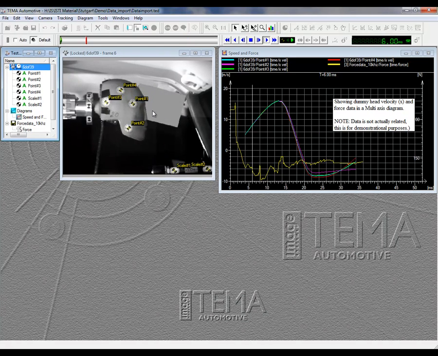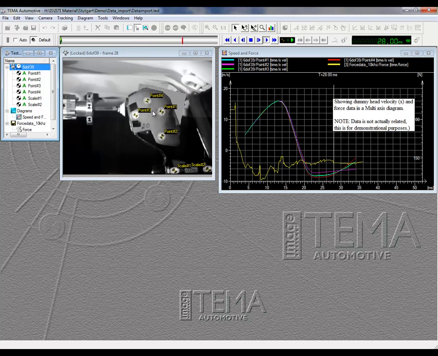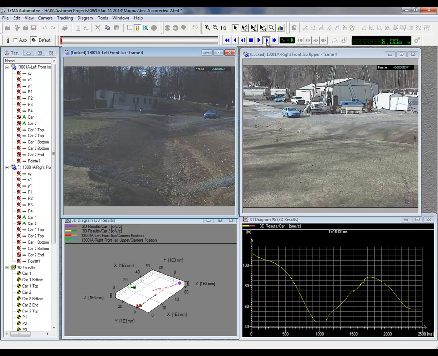Now we have added the force of the impact obtained from a force transducer and plotted it along with the position data. Here we measure the motion of a vehicle in an off-road excursion in 3 dimensions using 2 cameras.